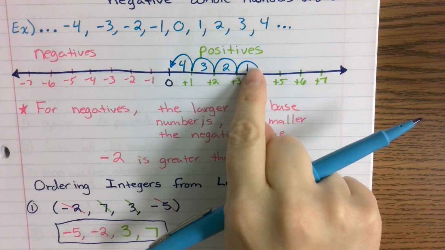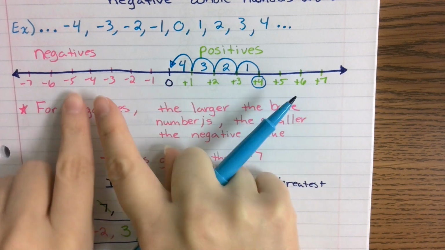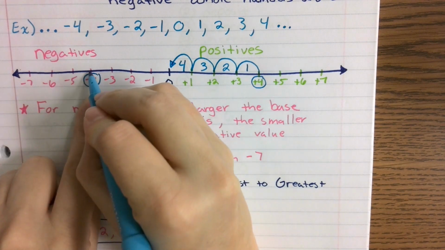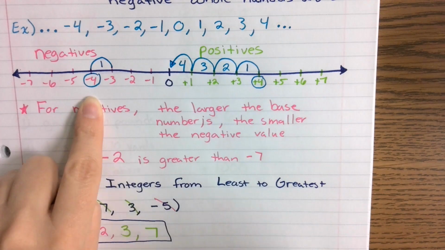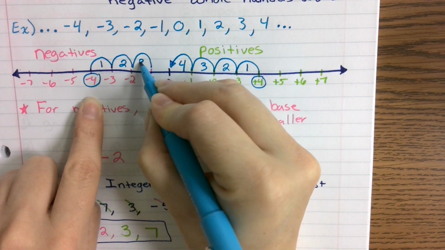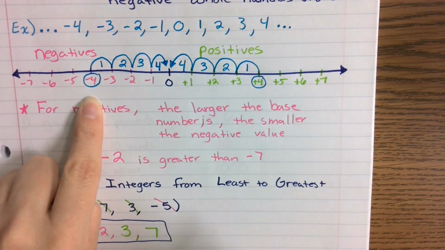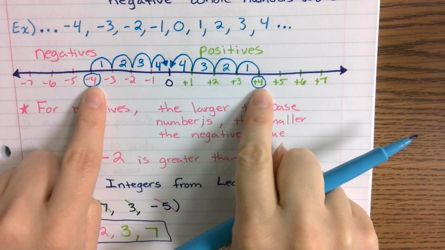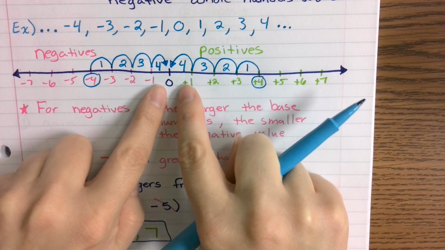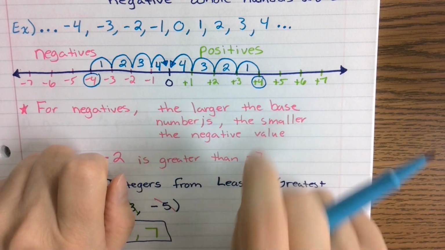Positive 4 is just 4 marks or 4 jumps away. It's a distance of 4 from 0. Same thing as that negative 4. I count: that's 1 jump, 2 jumps, 3 jumps, and 4 jumps. So it does not matter whether I'm talking about a positive 4 or negative 4. They both are a distance of 4 from 0. So that means that the absolute value of both of them is a positive 4.